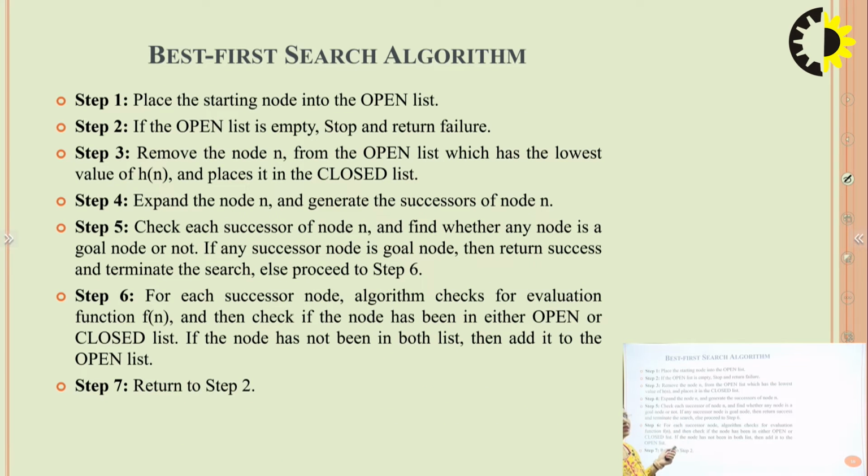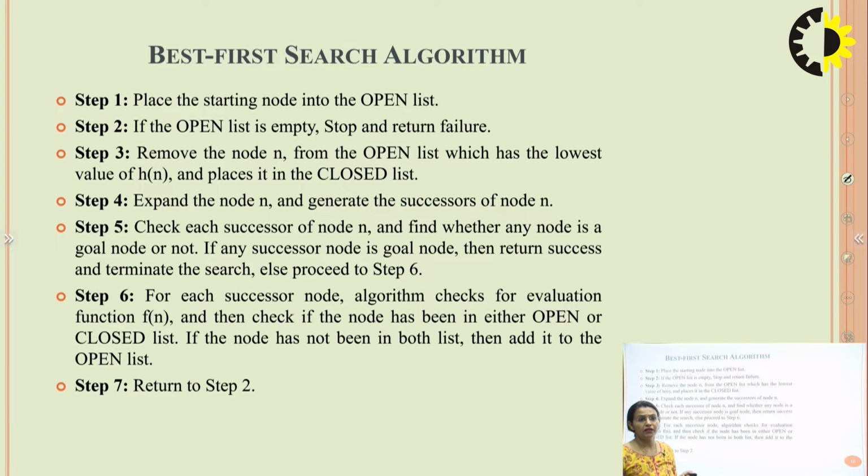So this is basically the algorithm which is used in the best first search. From step 1 to step 7: placing the starting node in the open list, and if the open list is empty, then stop and return failure. Remove the node from the open list which has the lowest value and place it in the closed list. Then expand the node n and generate the successors of the node.